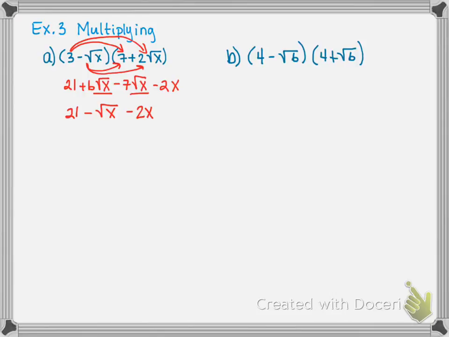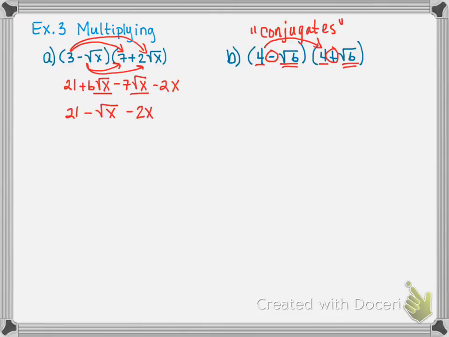Let's look at a second example. Here we have the first terms are the same, the second terms are the same, and the only thing that's different is that we have a minus in one case and a plus in the other case. These are considered conjugates, so they're identical except for the sign in between the two terms.